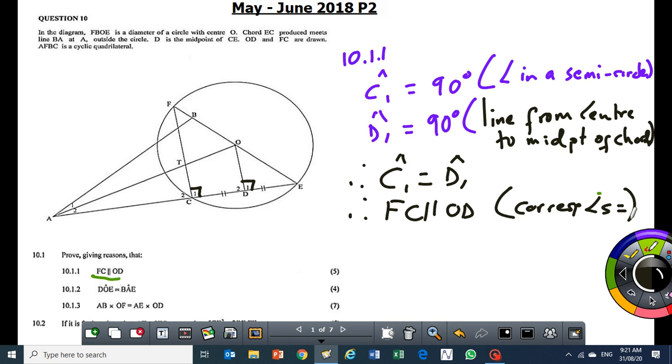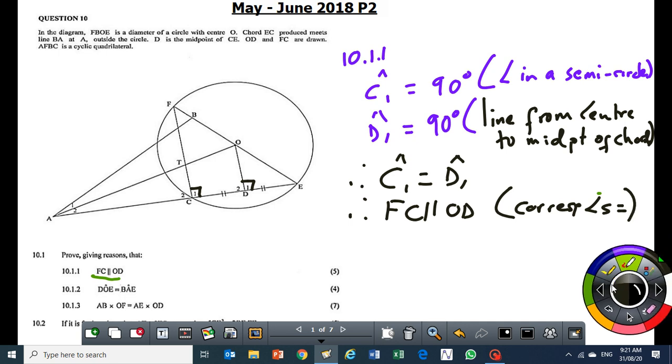That's why I'm saying if you familiarize yourself with the acceptable reasons based on examination guidelines, you understand that it will become very easy. This is how you just write it. And it's there in the examination guidelines. Okay? Right. So D1 and C1, they are equal because they are corresponding angles. Therefore, FC is parallel to OD.